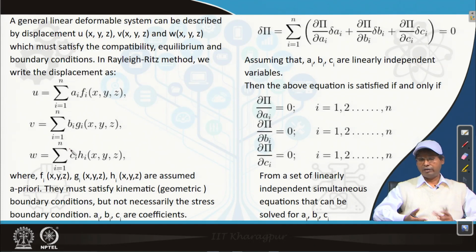But for hand calculation it is not possible to solve. That is the reason we will solve small problems, probably considering 1 or 2 variables, but principally it is the same. So, a set of linearly independent simultaneous equations can be solved for A I, B I and C I. So, let us move to the example and try to understand how this method has been applied.